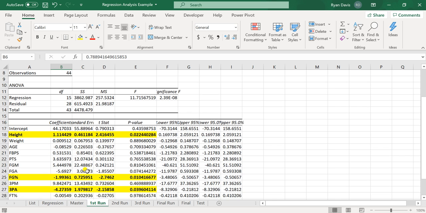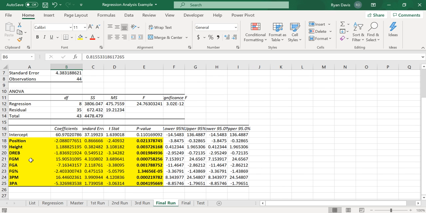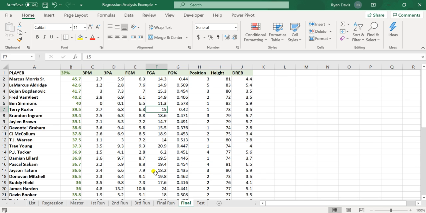But in here, I only have three things that are what's called statistically significant. And it's best to have all the things in your model be statistically significant. So that's why I had to run it so many times to clear up what makes sense. So all of this stuff is confirmed statistically significant. And so this is what I ended up getting.